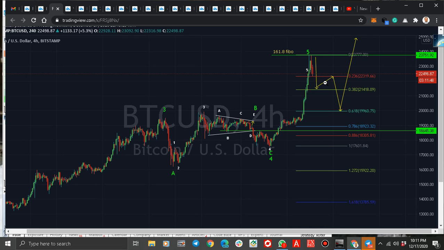You might have A, B, C. It can even come down here. You know how Bitcoin behaves. So you can now be getting ready to buy.